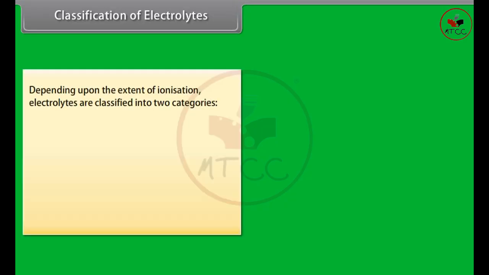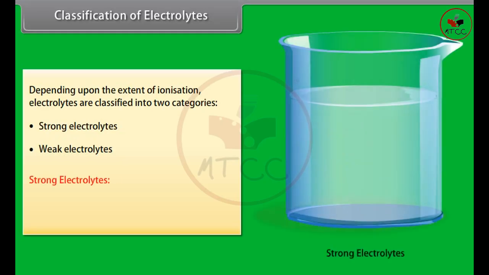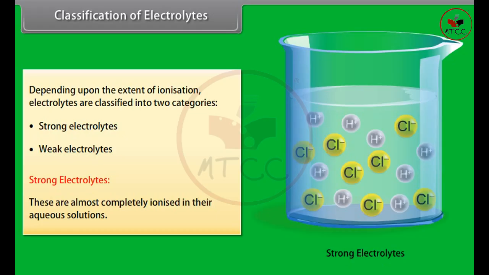Classification of electrolytes. Depending upon the extent of ionization, electrolytes are classified into two categories: strong electrolytes and weak electrolytes. Strong electrolytes are almost completely ionized in their aqueous solutions. For example, HCl, NaOH, and KCl.